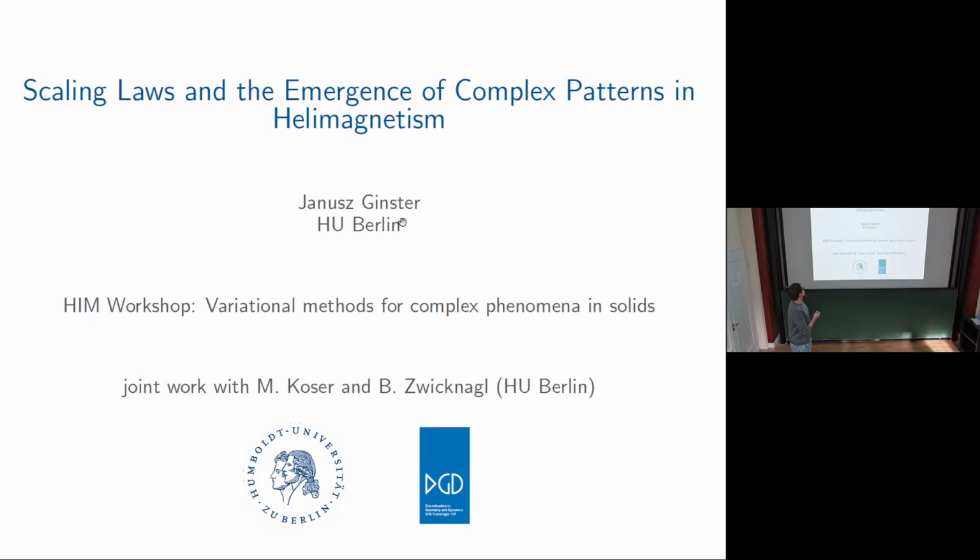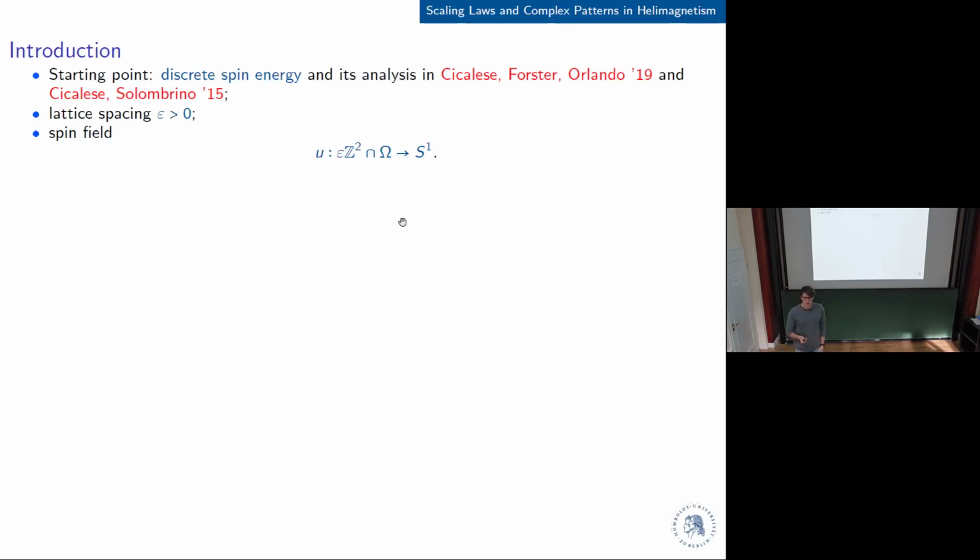So information for you about these patterns in helimagnets, but at the very end, if time allows, there will also be some, at least mathematical connections to these models for shape memory alloys. I mean, scalar models for shape memory alloys that you might know from, for example, the works of Kohn-Müller in the 90s. So the starting point for our analysis is the following work by Marco Cicalese and co-workers in his group in Munich, which is the following.